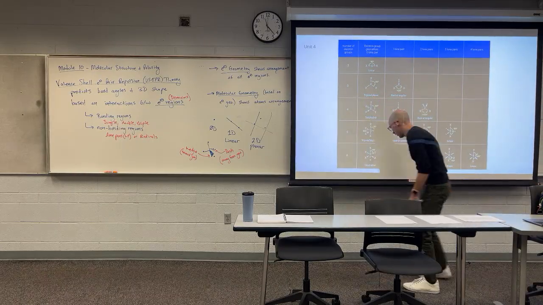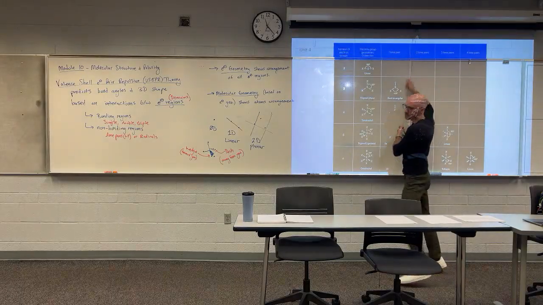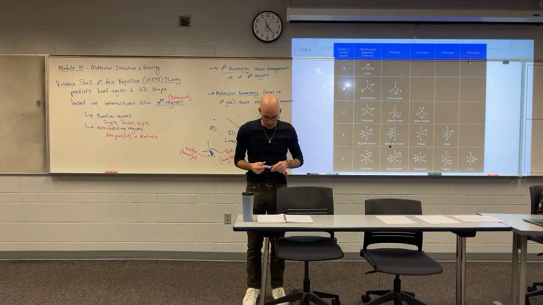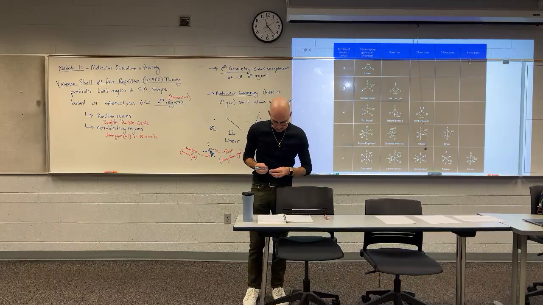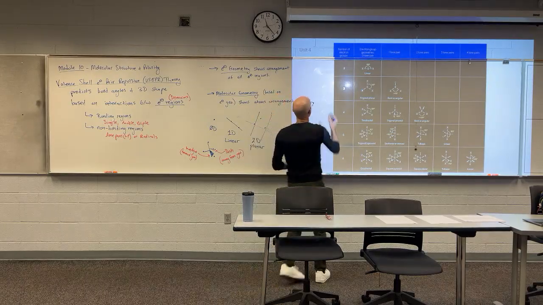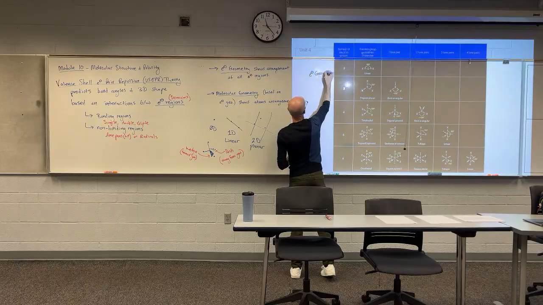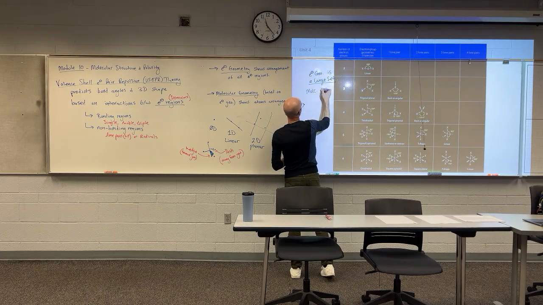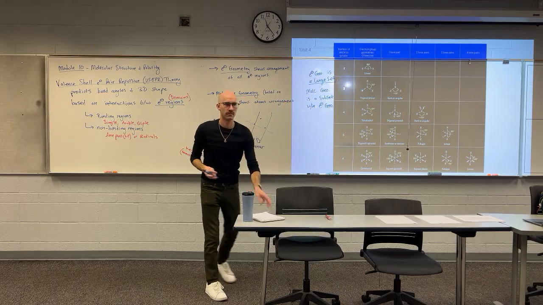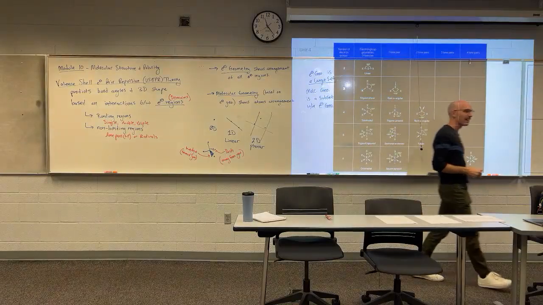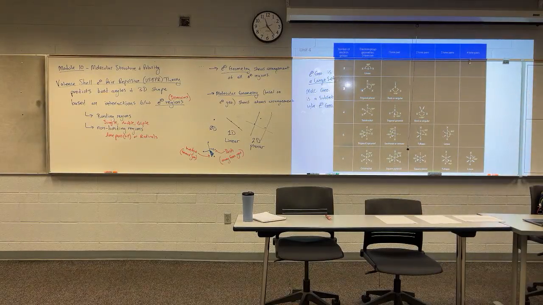So to try and sum this up, before I let you loose to determine molecular and electron geometry on that worksheet: electron geometry is a large set. Molecular geometry is a subset within electron geometry. And there are some overlapping geometries.